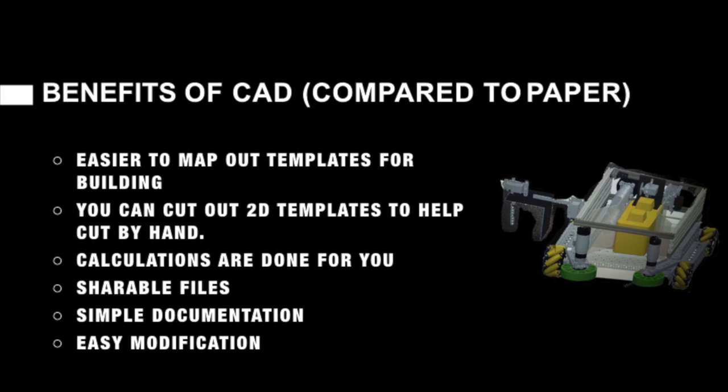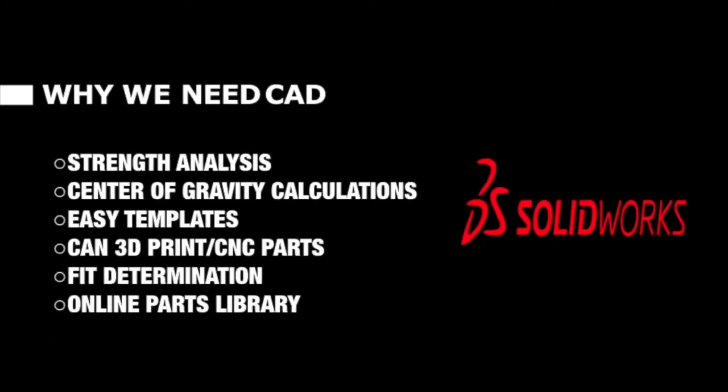You don't have to sit there with a calculator and do them by hand. You can actually type them into the computer and it'll do it for you. It also helps because you can use shareable files, it's simple documentation for your engineering notebook, and it's easy modification. So if you don't like something on the robot, you can change it very simply. So why do we need CAD? Well, you can use CAD for strength analysis to see how strong your parts are, center of gravity calculations.